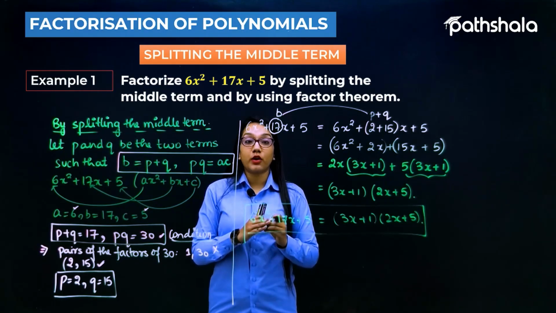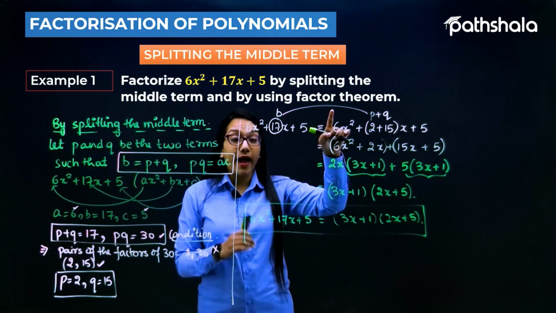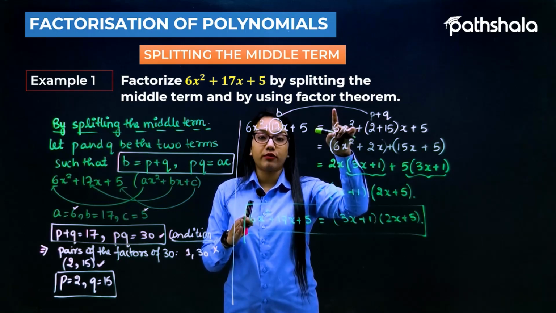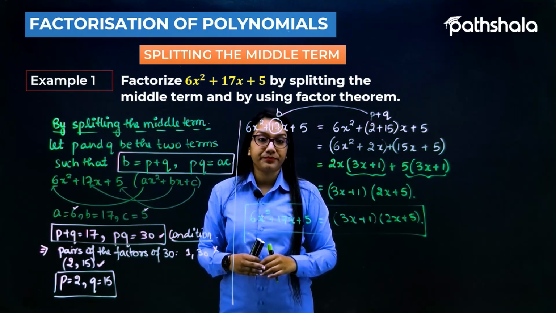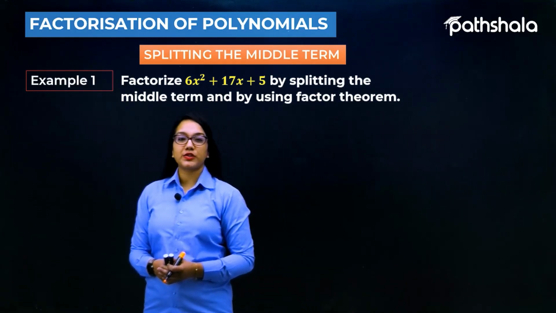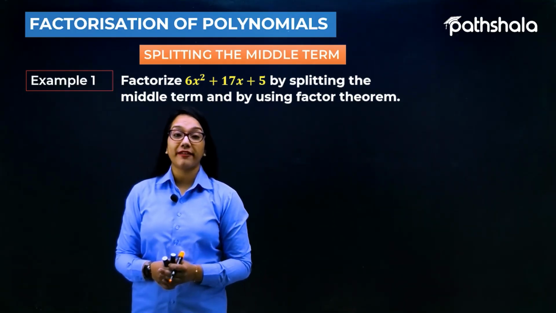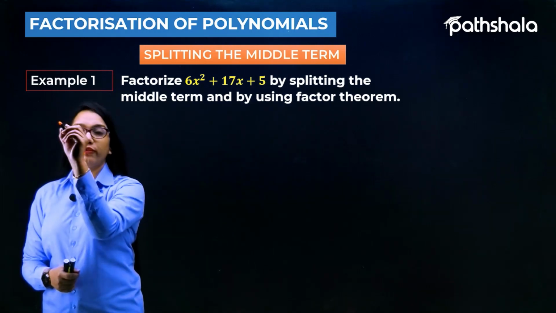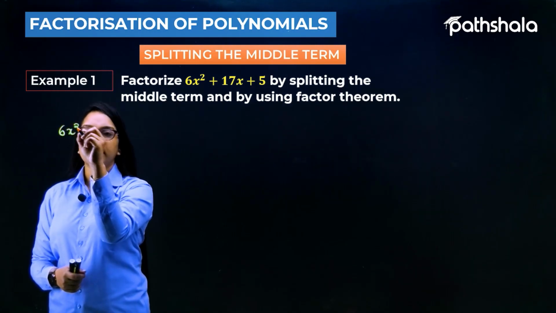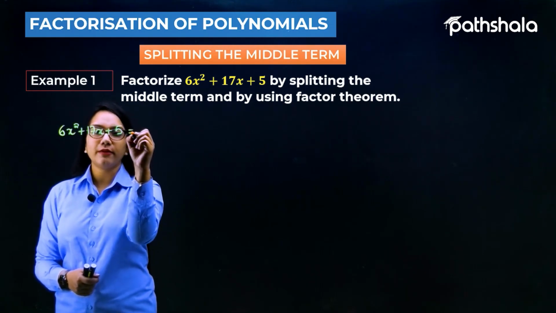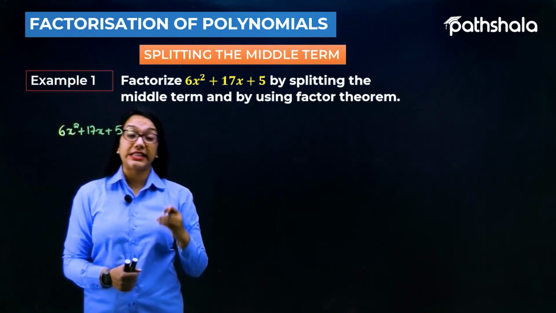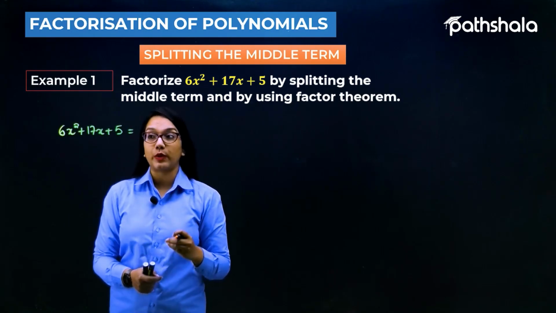Now let's find out the factors using the factor theorem, because we also have to find out the factors of this particular polynomial using the factor theorem. Now let's factorize the given polynomial by the factor theorem. So first of all, write the polynomial 6x square plus 17x plus 5, and we have to take the value 6 common out of this particular polynomial.